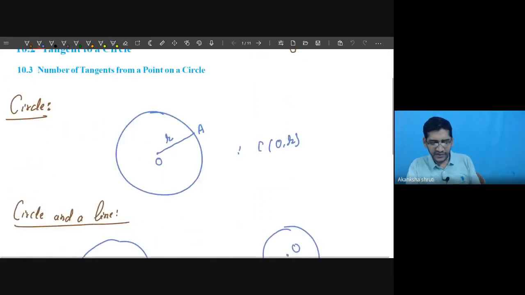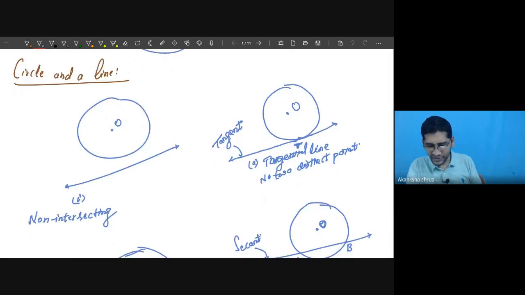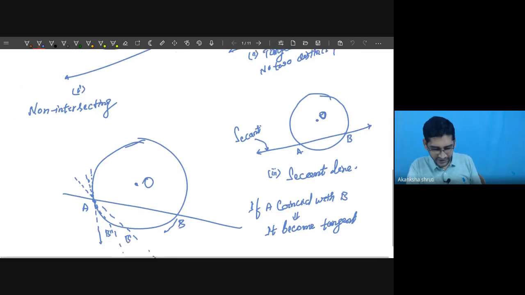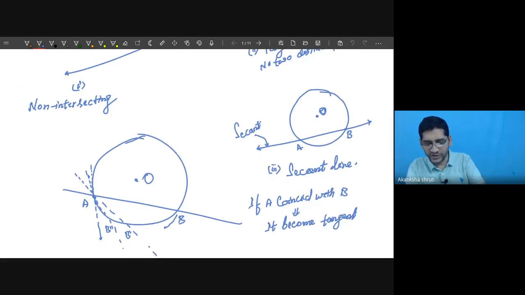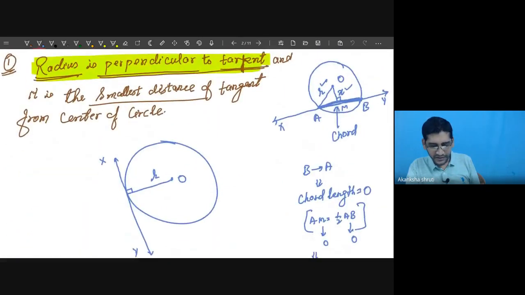So circle is the path formed by a moving point. Circle in reference to a line, it may be non-intersecting, or it may be just touching, called tangent, or maybe intersecting at more than one point, meaning two points, it is called a secant. So a secant gets converted into a tangent if the two points coincide. And this tangent is touching the circle at only one point, and the minimum distance of this tangent from the center is equal to the radius of the circle, and this radius is always perpendicular to the tangent.